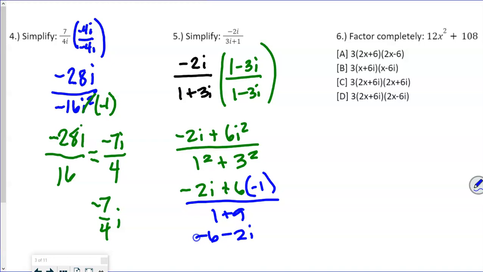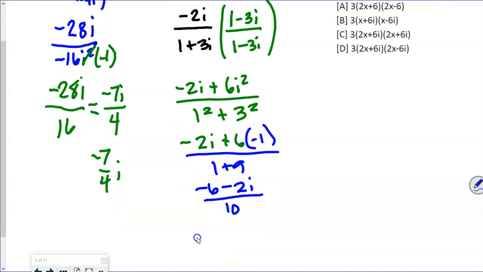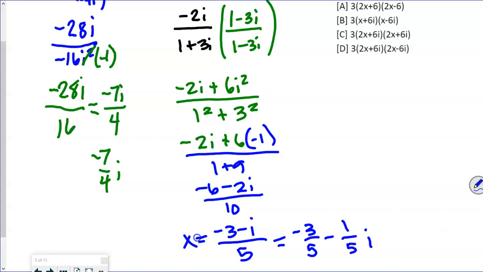Minus 2i over 10. Are we done? Oh, no, because everything's divisible by what? You got it, 2, right? So this answer is going to be x equals negative 3 minus i over 5. So if we were to write this in standard form, we would write it this way, y'all: negative 3/5 minus 1/5 i. Okay? So that's our answer right there. This was our answer over here. That's our answer right there.